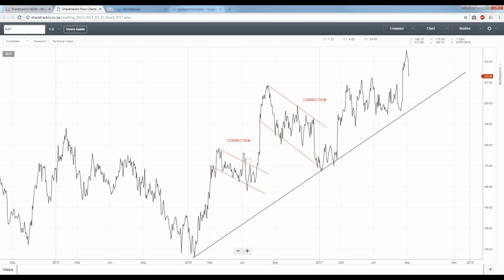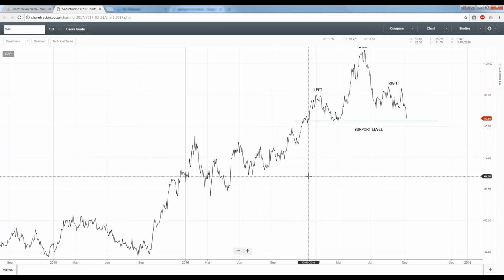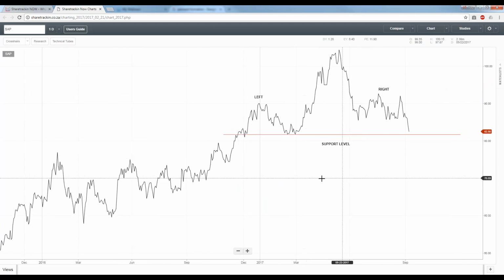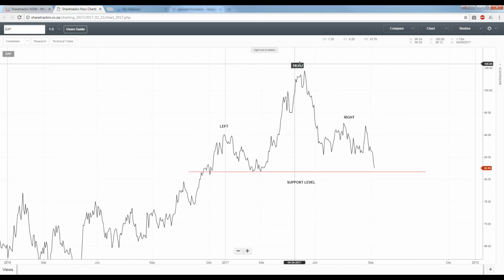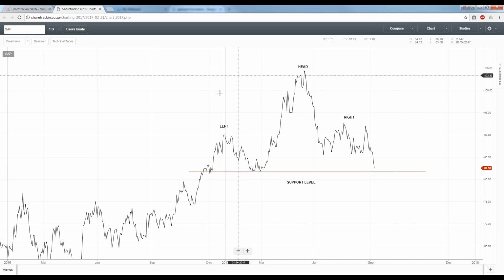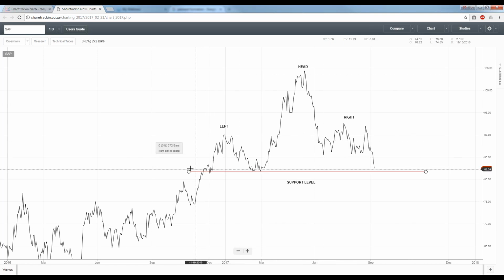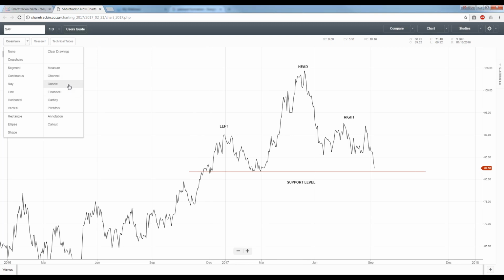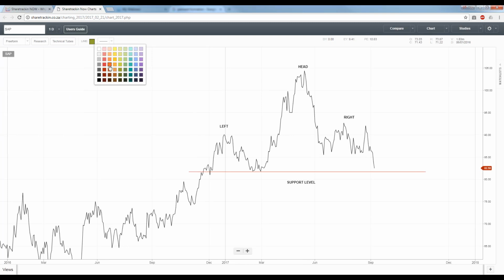The next one that we're looking at is SAP. And you can clearly see on SAP a head and shoulders pattern currently being formed. Quite interesting. You'll see the support level. This is how a head and shoulders pattern will tend to form. You'll see, first of all, the left shoulder being formed, then the head, and then that is followed again by the right shoulder.